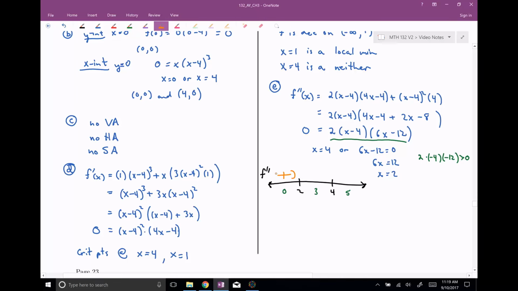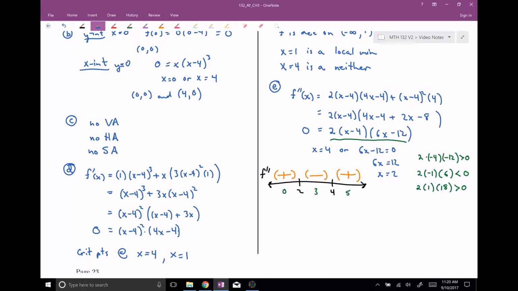So this is positive. Next, if you plug in a number like 3, you're going to have 2, negative 1, and 3 times 6 would be 18 minus 12. That's going to be positive 6. So you have 2 positives and 1 negative, which is going to be less than 0. So here we have negative. And finally, if you plug in something like 5, you would have 2 times positive 1 times 30 minus 12, which is 18. The big thing here is you have 3 positives multiplied together, which gives us a positive. So in this case, we have positive, negative, positive.